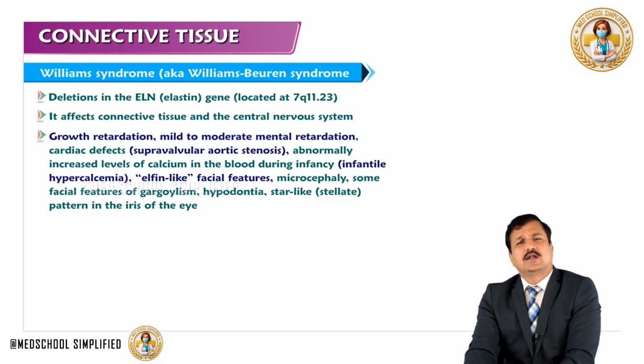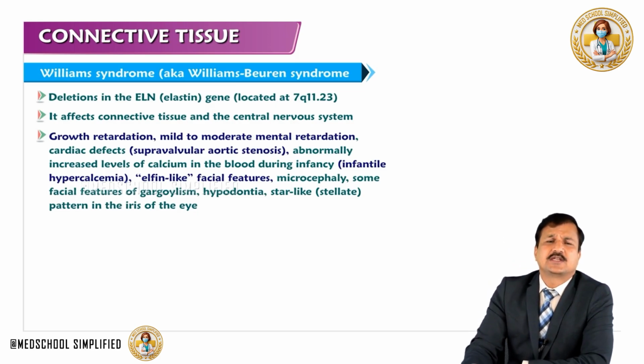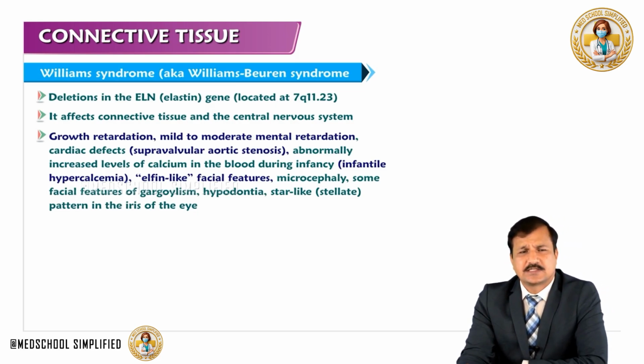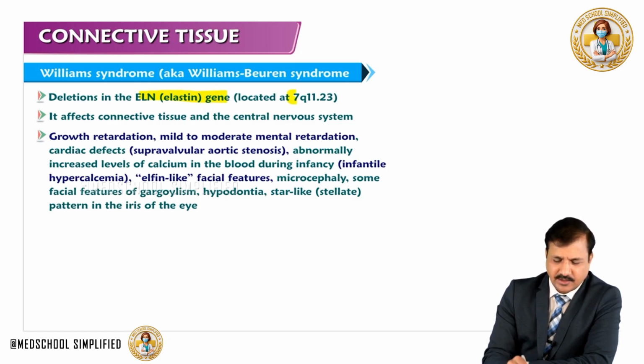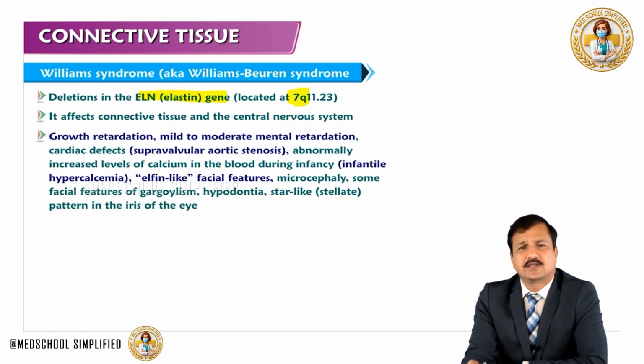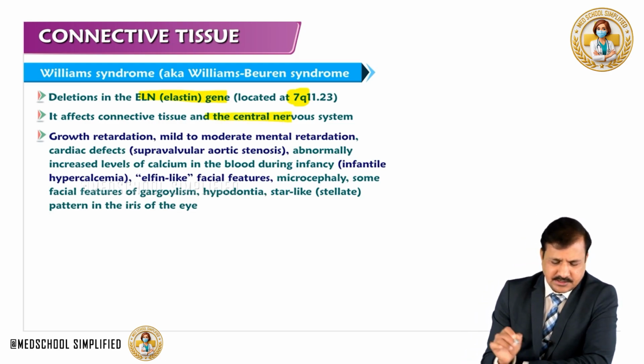Coming to a defect or any mutations in the gene that codes for elastin molecule, one of the disorders related to this is Williams syndrome, which is also known as Williams-Beuren syndrome. It is because of a deletion in the ELN gene, that is the elastin gene, which is located on chromosome number 7q11.23. And this affects connective tissue and the central nervous system.